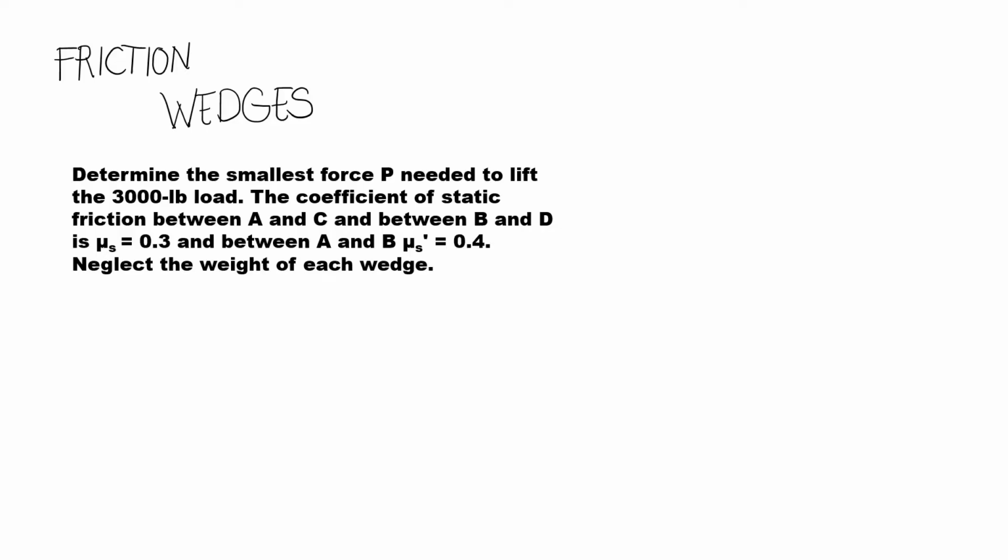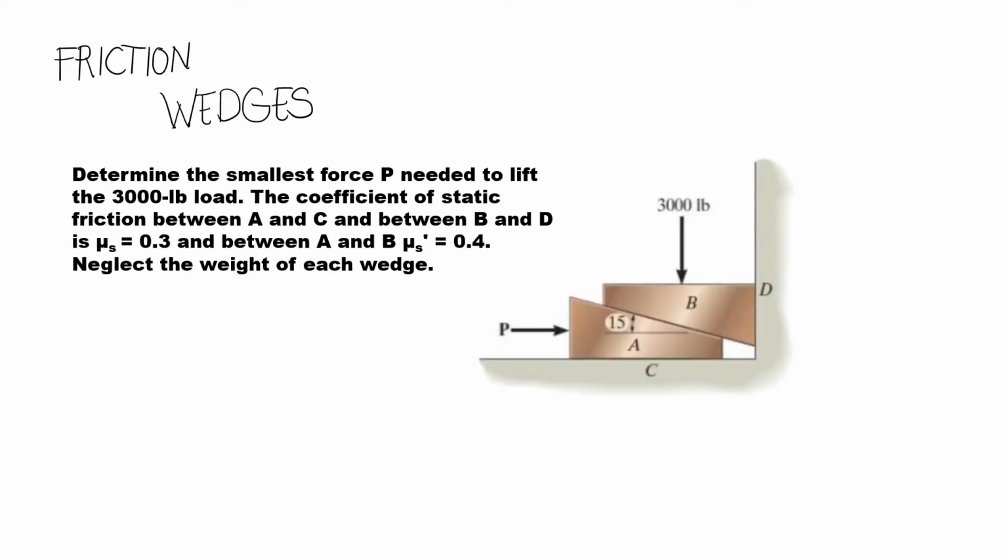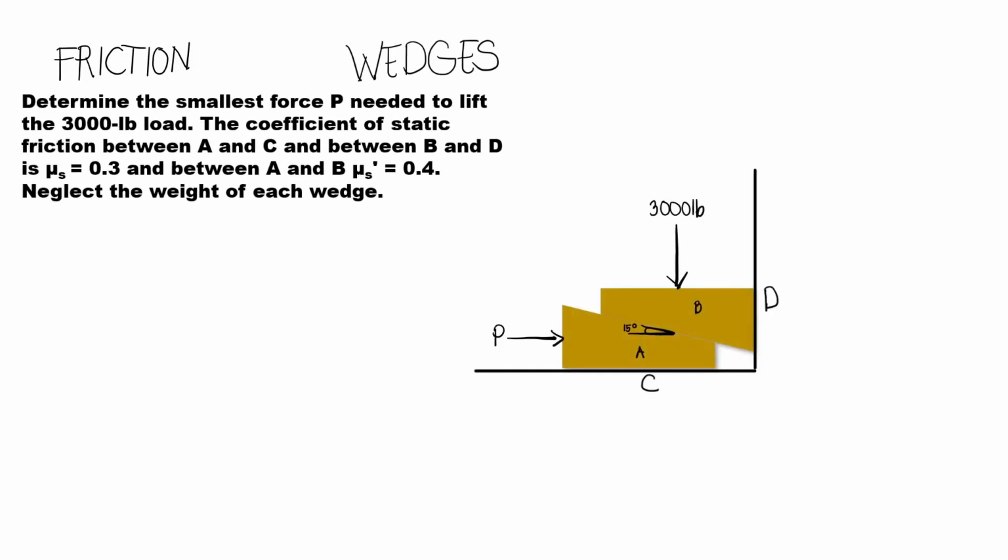Now, we still don't have our figure, and so it looks like this. This is our wedge. Now, as I mentioned earlier, wedges are usually trapezoidal or triangular in shape, and so these are both trapezoids. Now, this is our wedge A, and this is our wedge B. And then this is point C, which describes the ground. And this is point D, which describes our wall. And this is our force P, which we are trying to solve. And this is the 3,000 pound load that acts along this one. And so now, let's just redraw this one. And so we have this figure.